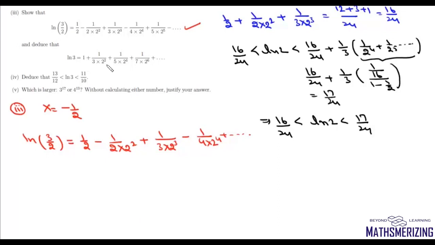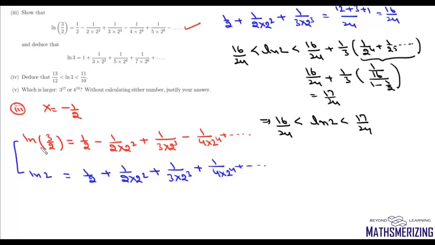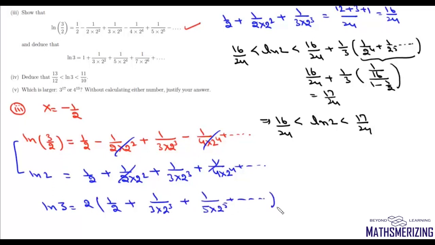And it says then deduce that log 3 is this value. Now we have already worked out the series for ln 2, which is 1 by 2 plus 1 upon 2 into 2 square plus 1 upon 3 into 2 cube plus 1 upon 4 into 2 to the power 4. And if we add them, then we can write log m plus log n as log m into n. So it will be this log 3. If we add them, these terms will cancel. So it will be 2 times 1 by 2 plus 1 by 3 into 2 cube plus 1 by 5 into 2 to the power 5 up to infinite.